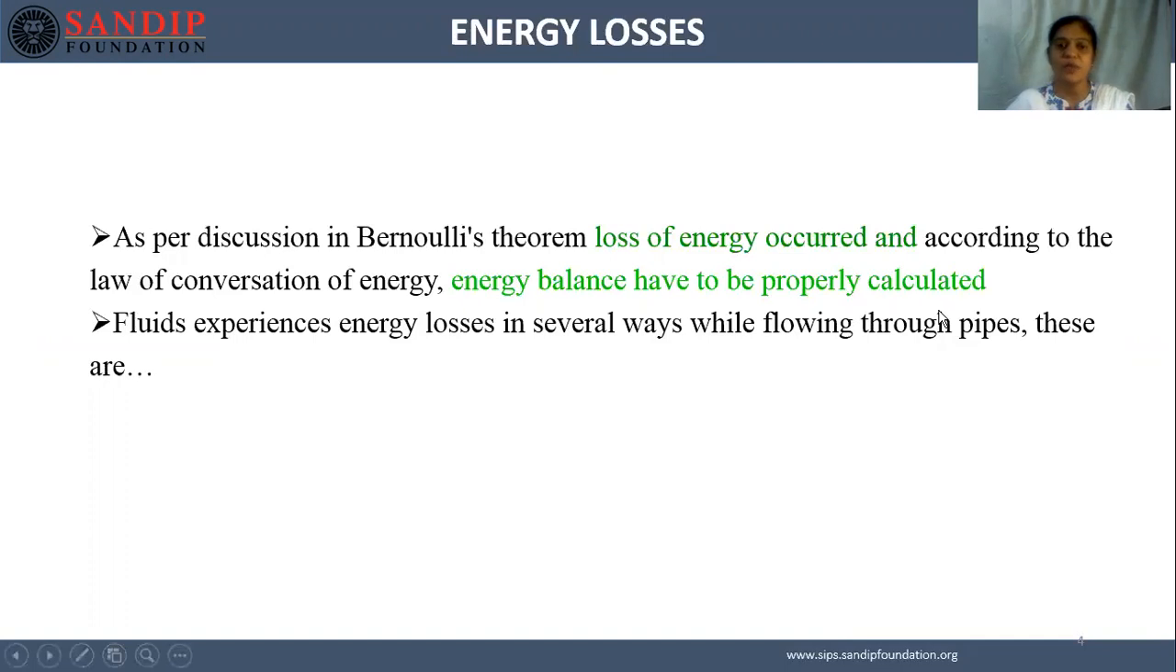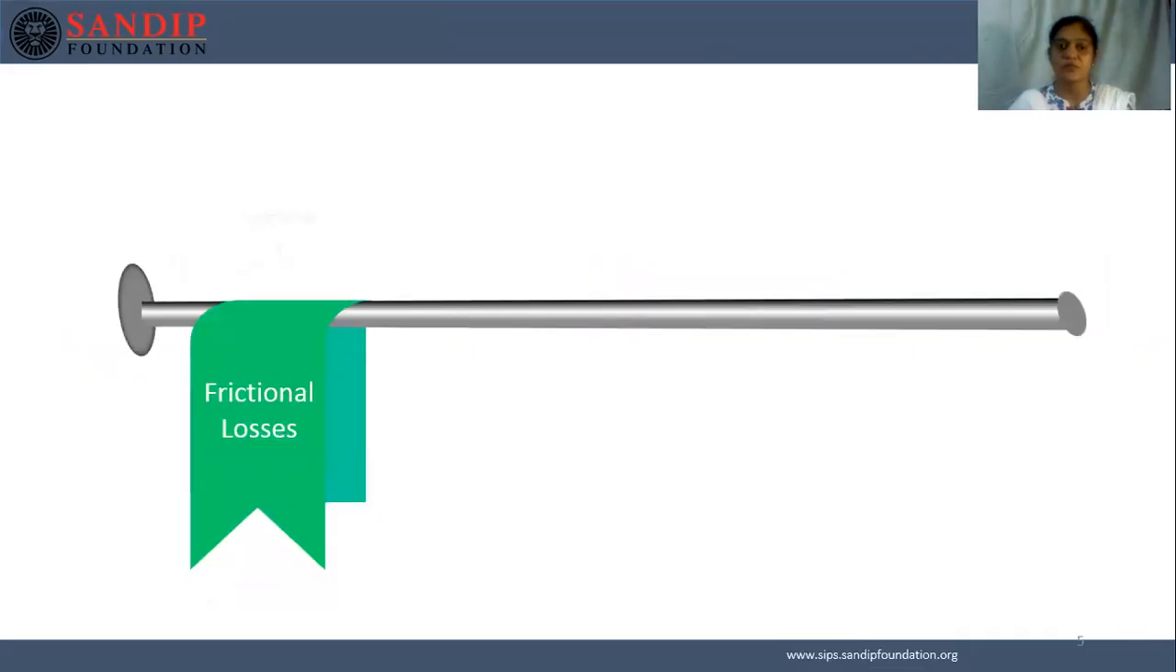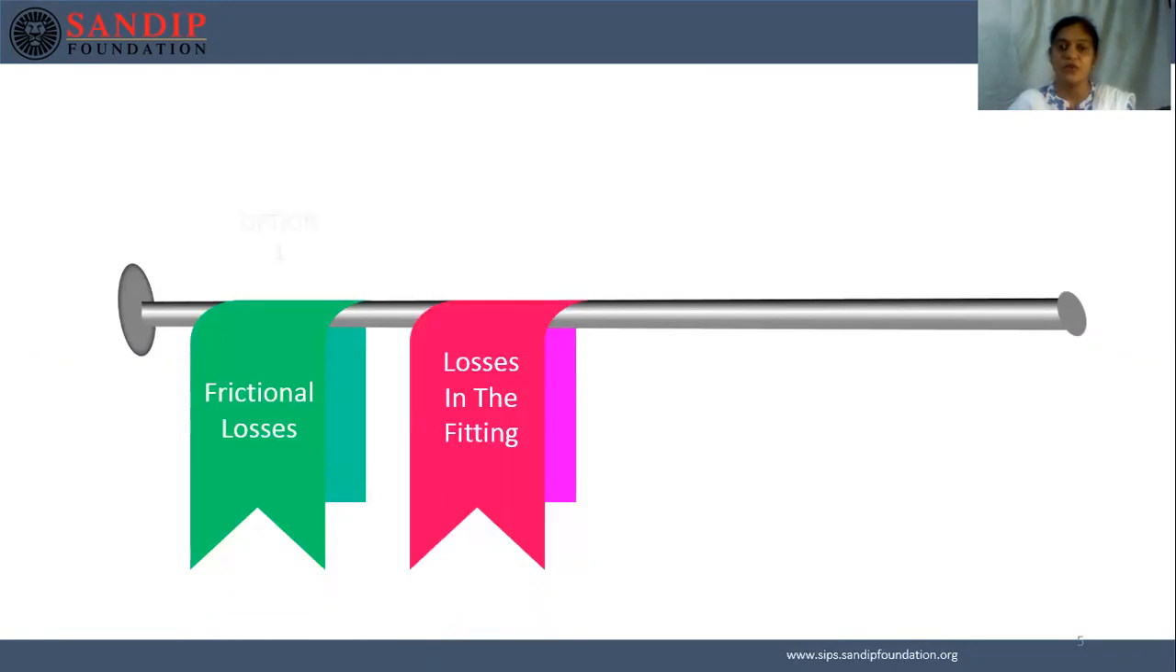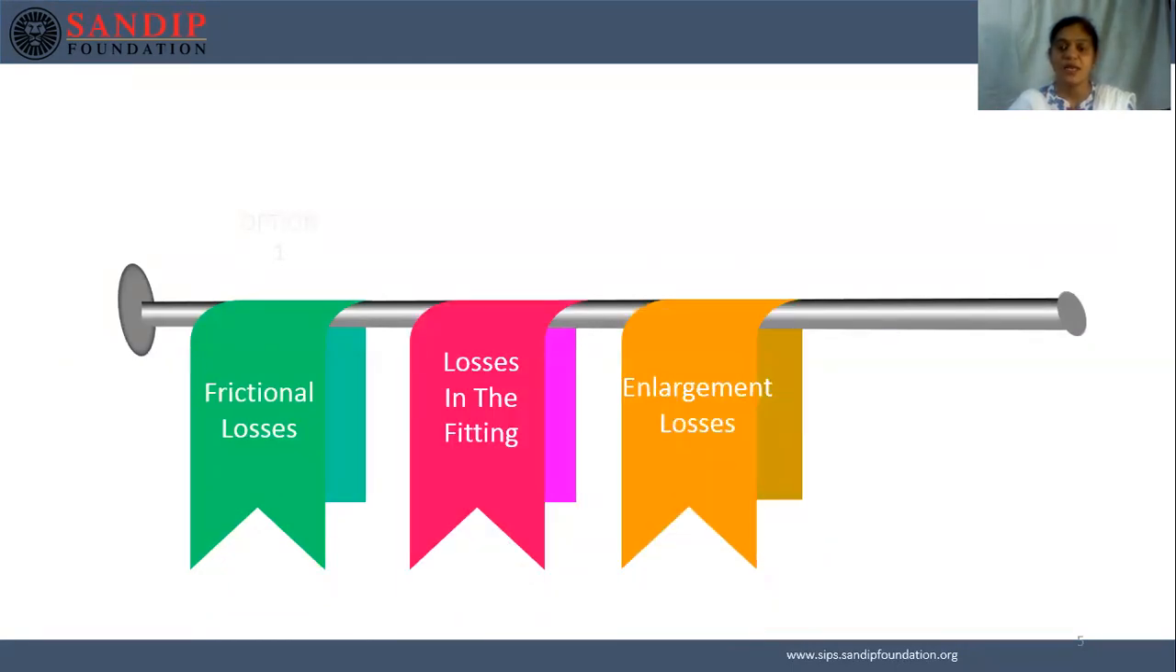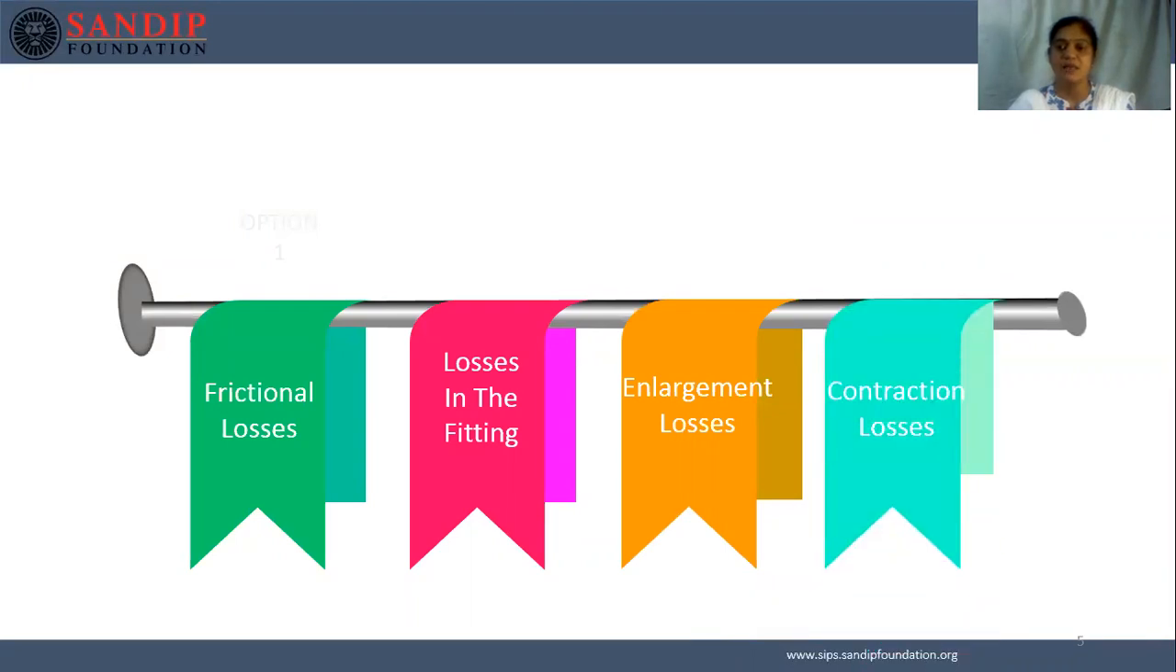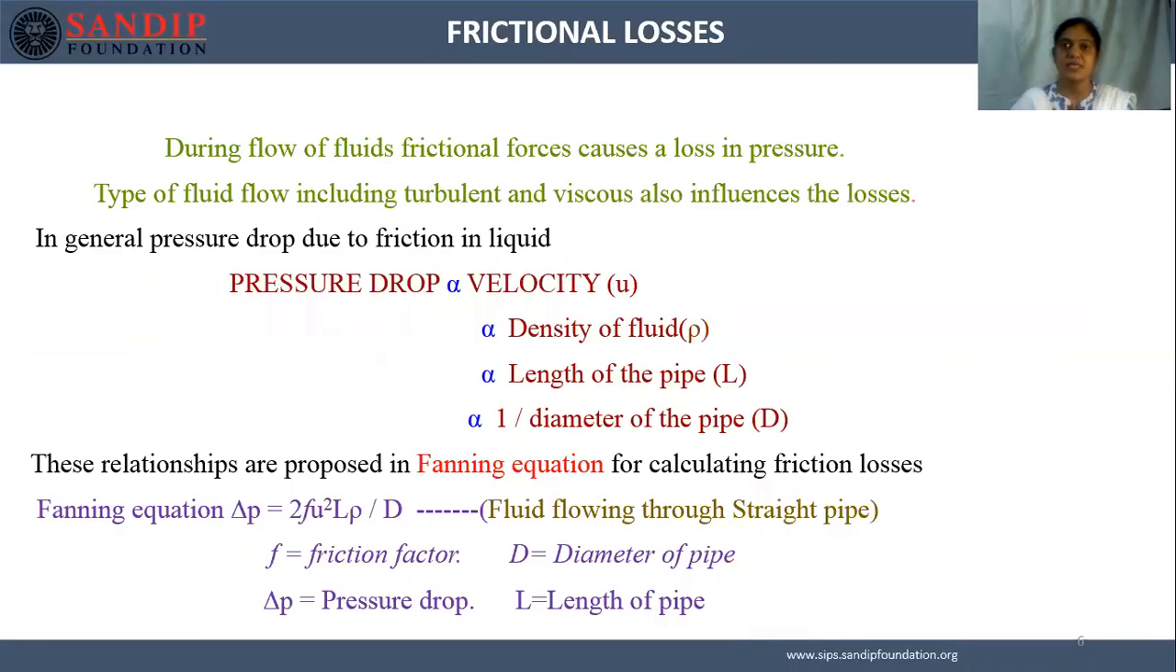So fluid experiences energy losses in several ways while flowing through a pipe, and these are, very first, frictional losses, then losses in fittings, enlargement losses, and last, contraction losses. So let's discuss the frictional losses. Frictional losses occur whenever the flow of fluid causes a loss in pressure.